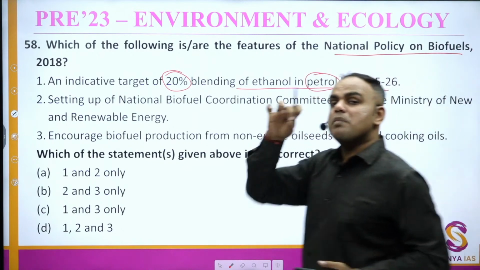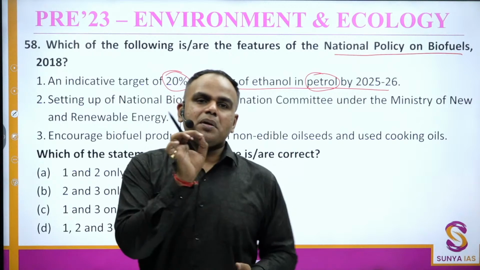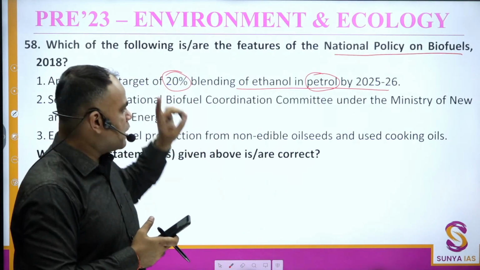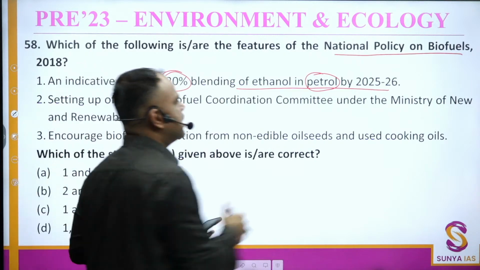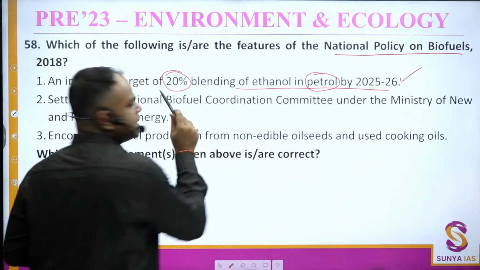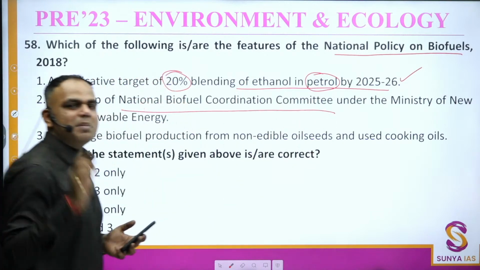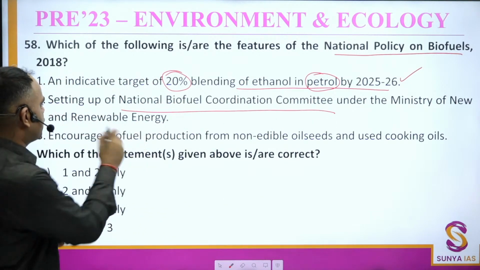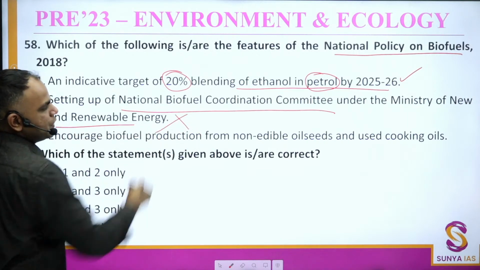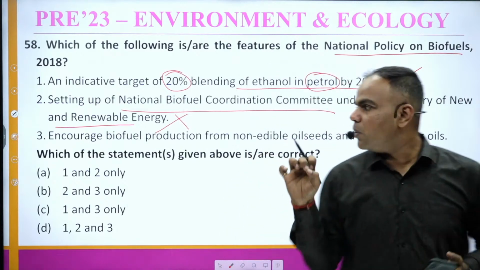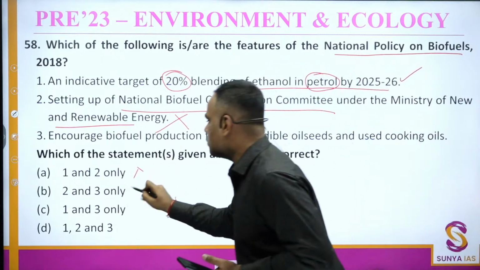Now again, if they make this diesel, this will be wrong, because the percentage of blend in diesel is very less. So in petrol, yes, it is true, it is 20%, the year is fine. Now this is where the trap lies. Statement number 2. National Biofuel Coordination Committee. This is not under the Ministry of New and Renewable Energy, no. This is under the Ministry of Petroleum and Natural Gas. Okay, statement 2 becomes wrong, automatically you get your answer.